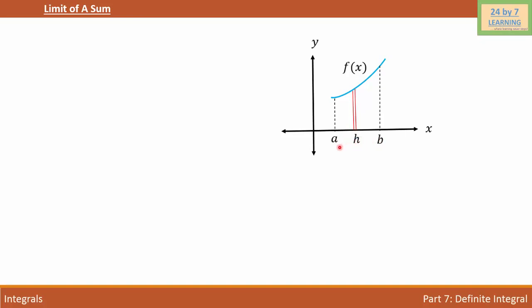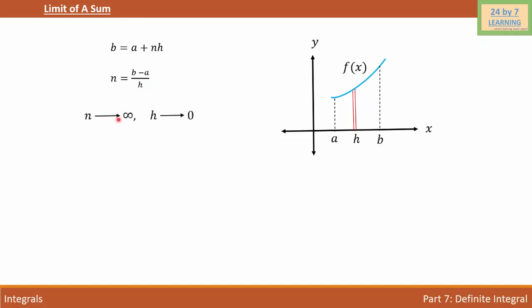If I take my initial point as A and my final point as B, and I want to explain these in terms of h and the number of pieces, I can write B is equal to A plus nh, where B is the final interval, A is the initial interval, n is the number of pieces, and h is the thickness of each piece. Let's simplify further and try to find the value of n. If we do that, we will get n is equal to (B minus A) over h.